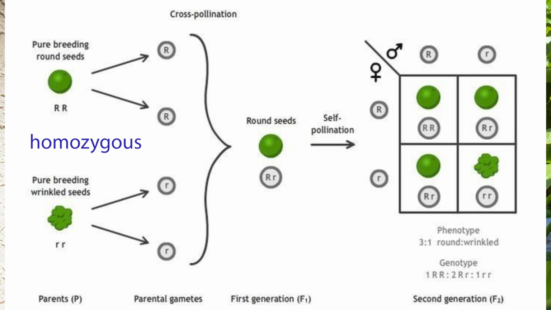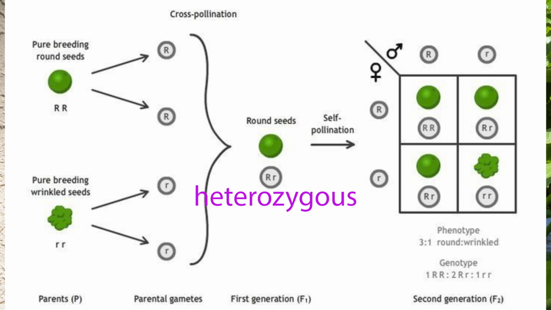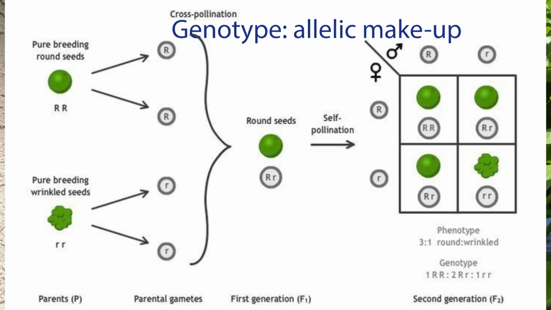From this, he recognized then that the F1 must be heterozygous, or have two different alleles, and that the one is completely dominant over the other. So in the case of the round versus the wrinkled, the heterozygote would appear round, even though they were a carrier of the wrinkled allele. Mendel realized that the genotype is the actual allelic makeup of the individual.